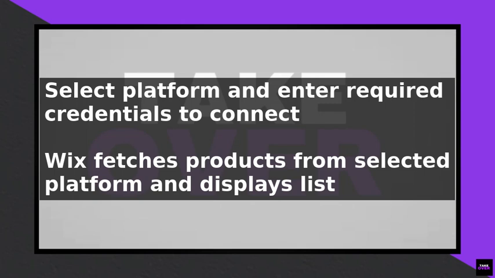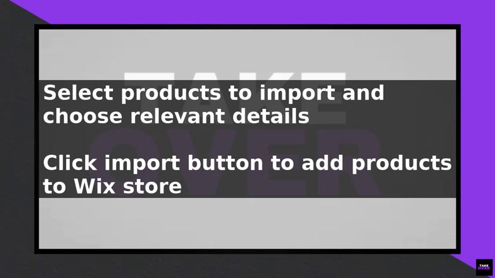The products will be automatically added to your store, along with their relevant details. You can then review and edit the product details as needed to ensure they match your store's branding and style. It's also important to note that when importing products, you should ensure that you have the necessary permissions and licenses to sell the products. You should also review the product prices and adjust them according to your store's pricing strategy.